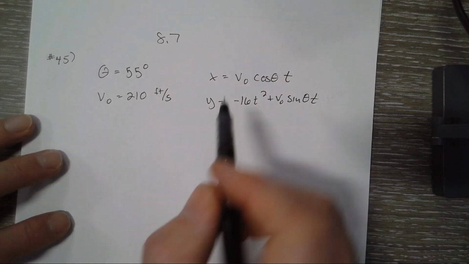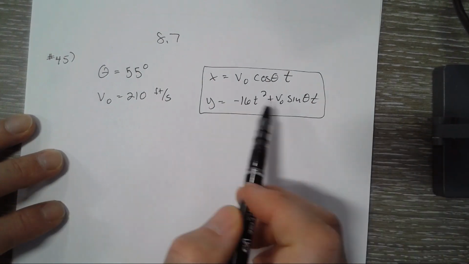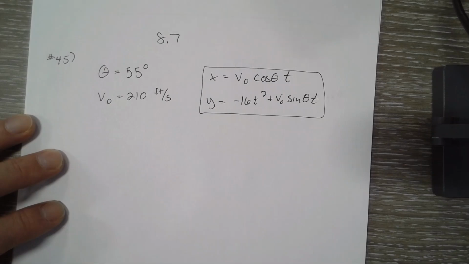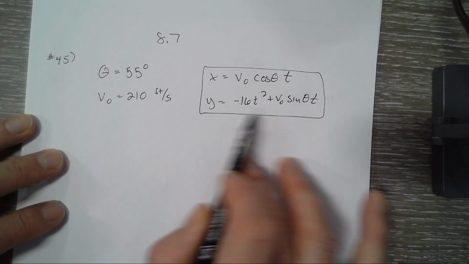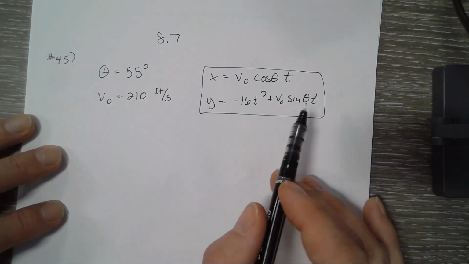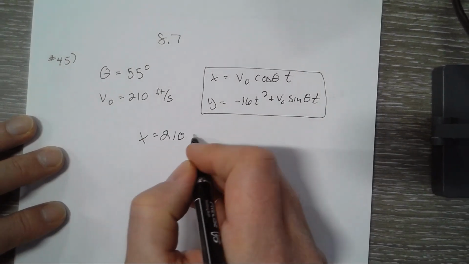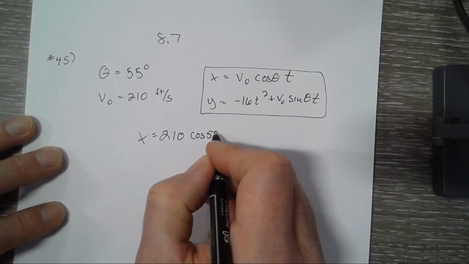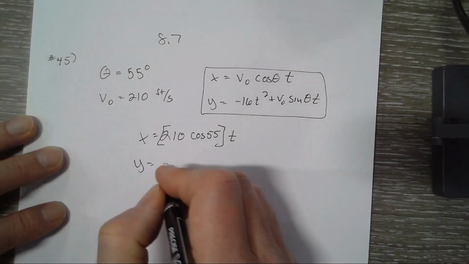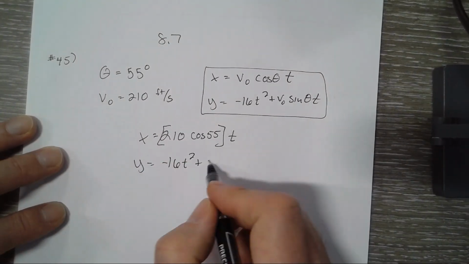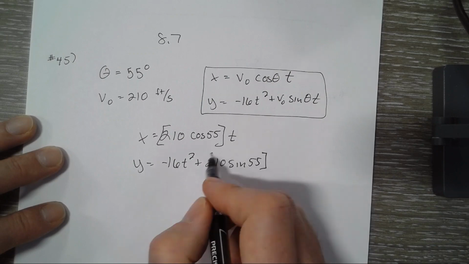Okay, so these are given to us in calculus. We will derive them. I guess it'd be Calc 2 or Calc BC where we'd be dealing with polar calculus. But the x is always going to be this, the y is going to be this if we have just gravity working on it. Okay, so our x equation is our initial velocity, which is 210, cosine of 55, and all of that is just a number, and then times t. And our y is negative 16 t squared plus our initial velocity 210, sine of 55, and all of that times t.